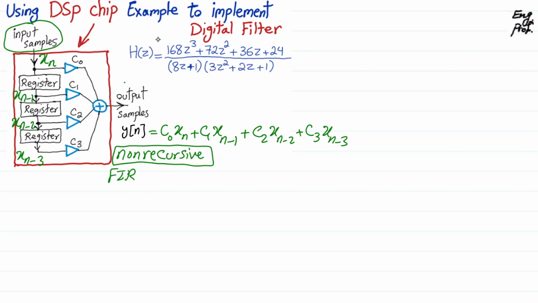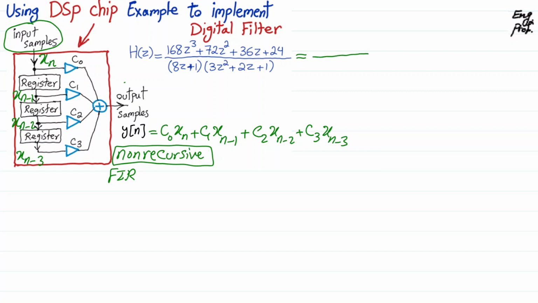But as you can see, the H(z) given here is not FIR, because an FIR filter does not have a denominator with order beyond order 0. So here we have an IIR digital filter. So how are we going to use this chip to realize it? Well, think about it this way.